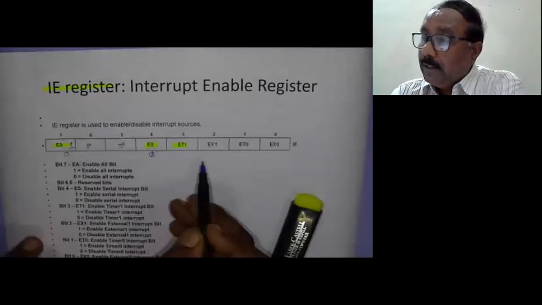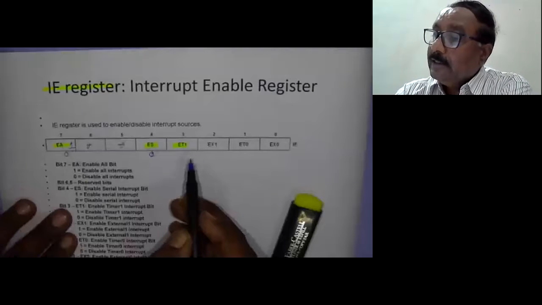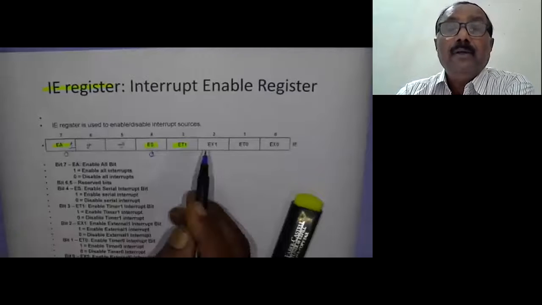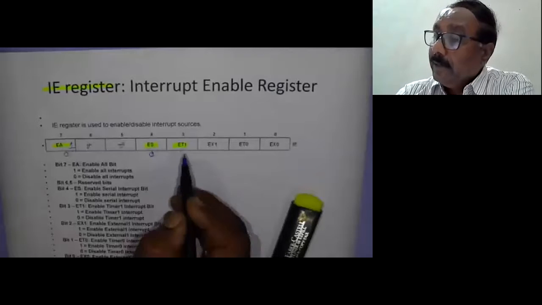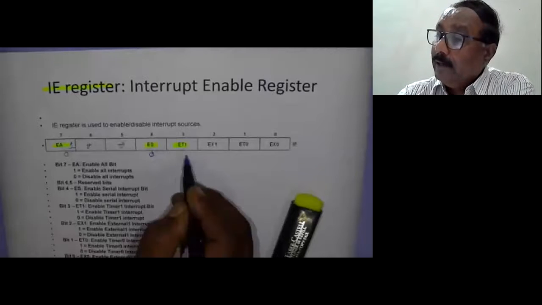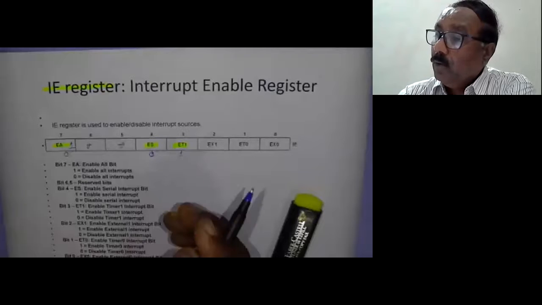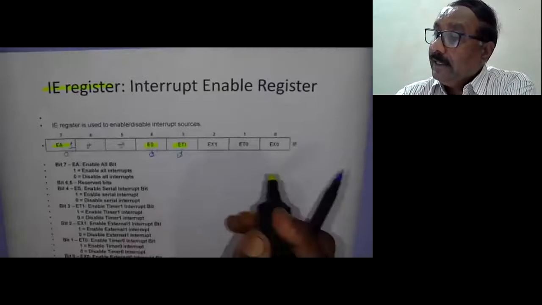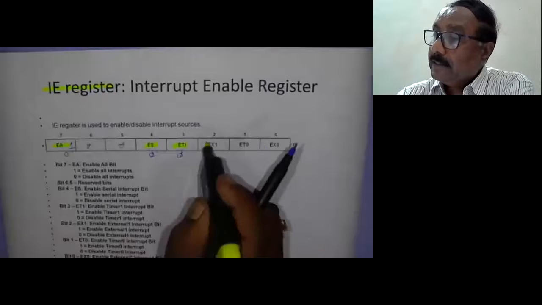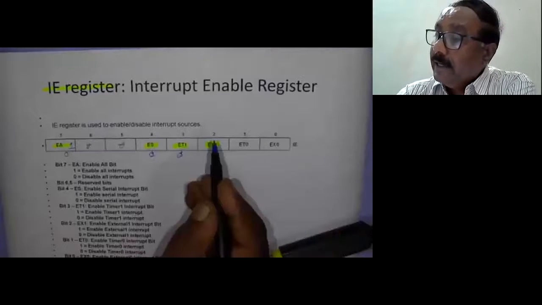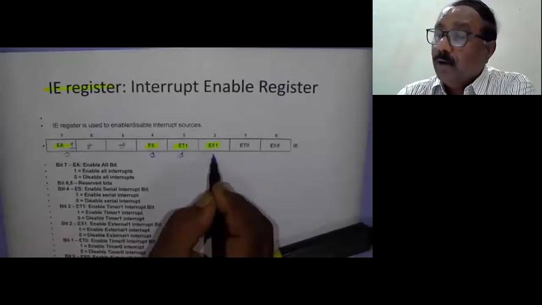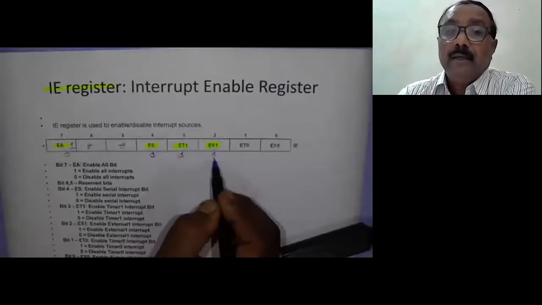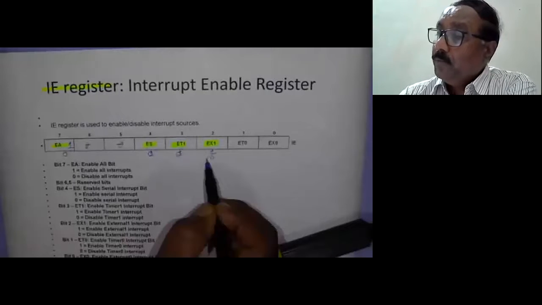External interrupt number, sorry, it is the timer 1 interrupt. ET1 is the timer 1 interrupt. If we are using timer interrupts, and we have to enable interrupts, make this pin equal to 1, otherwise this pin equal to 0. Next bit is EX1. EX1 is external interrupt number 1. To enable this interrupt, keep this 1. To disable this interrupt, keep this equal to 0.